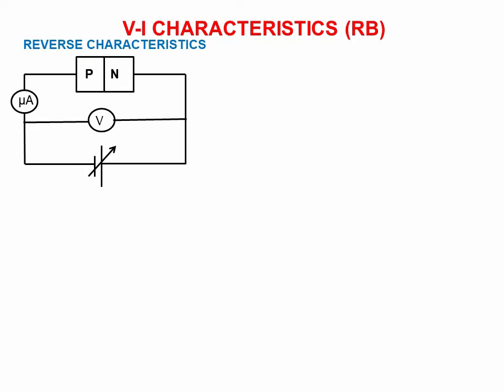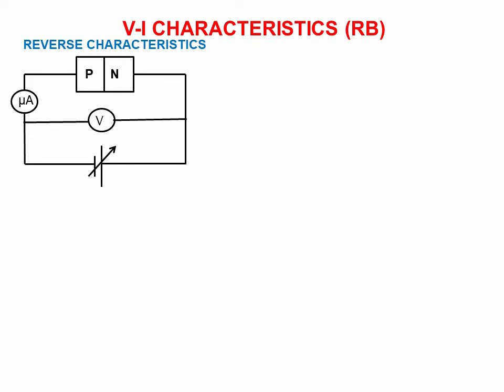Let us study VI characteristics in reverse bias. VI characteristics of PN junction diode in reverse bias is called reverse characteristics. This circuit refers PN junction is connected in reverse bias. That is, positive terminal of the battery is connected to N region, negative terminal of the battery is connected to P region. Here, a battery with crossed arrow refers voltage variator. Using this, we can vary the voltage.